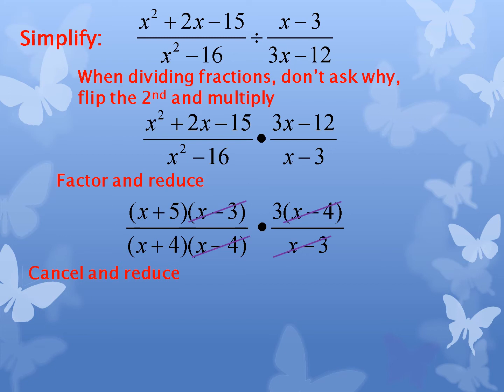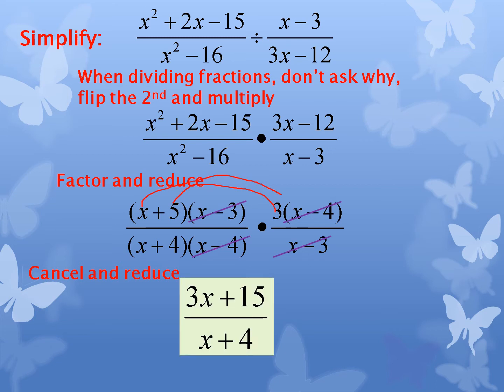So I'm going to multiply the remaining tops together and then multiply the remaining bottoms. Here I have 3 times x and 3 times 5. So that gives me 3x plus 15. And then on the bottom, all I have is x plus 4. So we end up with (3x plus 15) over (x plus 4) as our final answer.